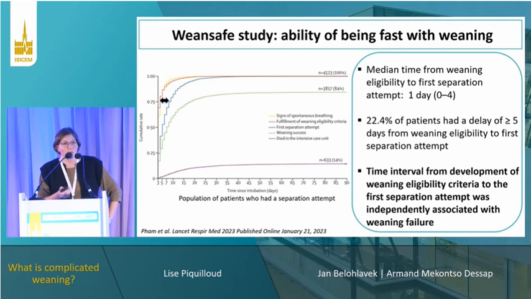Basically, if we look at those data a bit more in detail, the median time from weaning eligibility to the first separation attempt was one day. Not bad. But what is not good at all is that 22.4% of patients had a delay of more than 5 days between weaning eligibility and the first separation attempt. And 5 additional days on the mechanical ventilator is associated with a huge increase in mortality. And the presence of this time interval between the development of the weaning eligibility criteria and the first separation attempt was associated with weaning failure and prolonged duration of mechanical ventilation. Then definitely, we can do better.